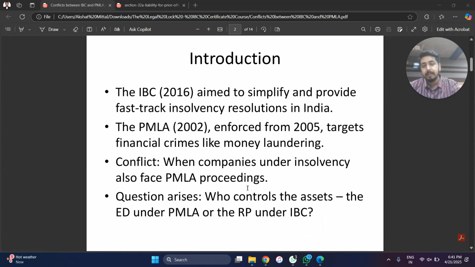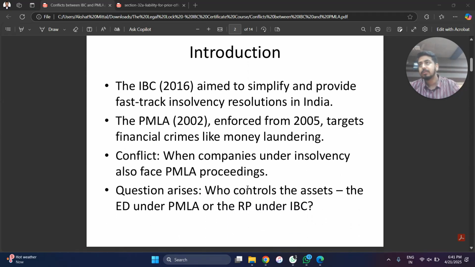So, firstly, just to give a brief overview of the two legislations, I know you all have studied IBC in depth by now, and you have a good idea of what IBC is all about. And it is basically a law which has been created to simplify and to fast track the resolution proceedings to resolve the insolvent entities in a better manner.